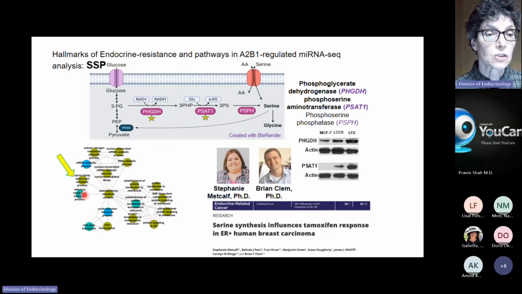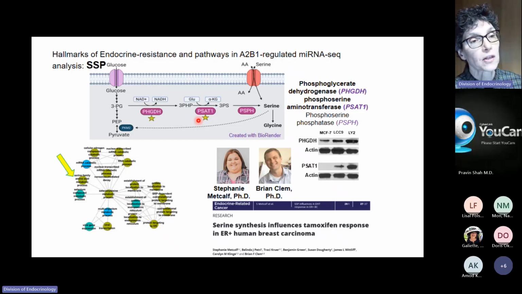And his PhD student, Stephanie Metcalf, had looked at PHGDH and PSAT1 protein expression in the LCC9 and LY2 endocrine therapy resistant cells and saw that those two enzymes, which are key enzymes in the serine synthesis pathway, were upregulated. I neglected to say that the serine synthesis pathway comes off of glycolysis, every biochemist's favorite pathway, and PHGDH and PSAT1 are the rate-limiting enzymes in the serine synthesis pathway.